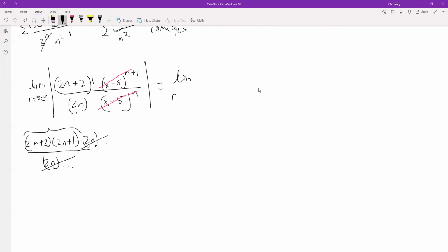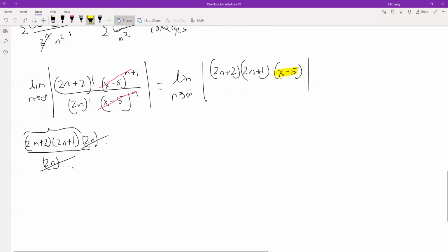So this equals the limit as n approaches infinity of 2n plus 2 times 2n plus 1 times x minus 5. And so obviously we can see that these are going to infinity, right? So the only way that this will converge is if x equals 5, because then this will be 0 and the whole thing will equal 0. So it only converges at x equals 5, which means the radius of convergence is 0.